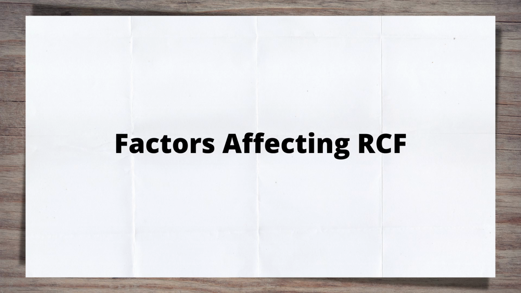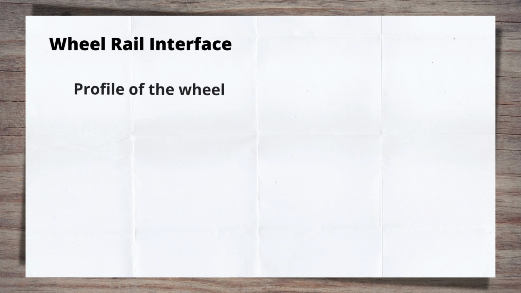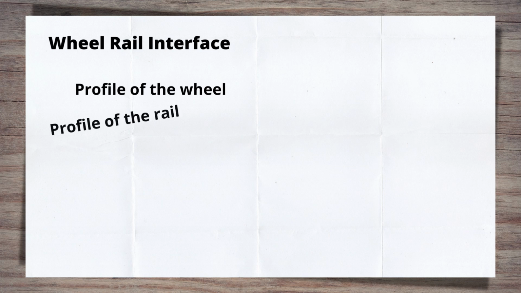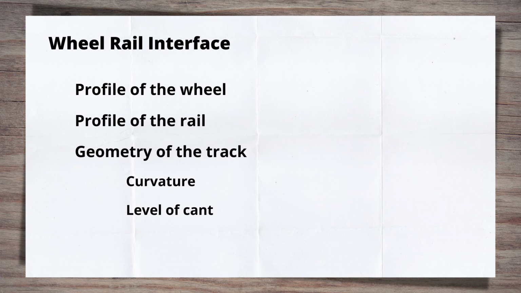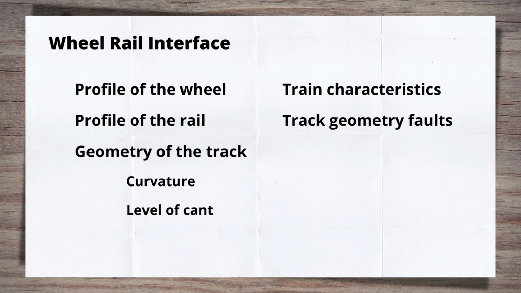Well, they are wide-ranging is the answer, but we can split them into a few areas. First, we have factors that affect the wheel-rail interface. These include both the profiles of the rail and the wheel, the geometry of the track, such as its curvature or the level of cant, the characteristics of the train, track geometry faults in the area, and the gauge of the track, just to name a few. All these factors can subtly change how the wheel interfaces with the rail and that all-important contact patch.